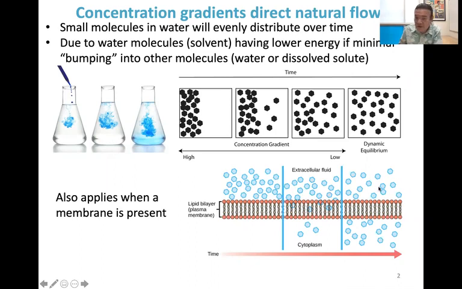So this could be water that we're talking about, or importantly, it could be some other type of biological molecule, right? Something that the cell needs to have come in, right? Or needs to have go out. So the point is, in this particular case, even if you have a membrane there, right, the whole principle of water or molecules wanting to spread out to even out applies.